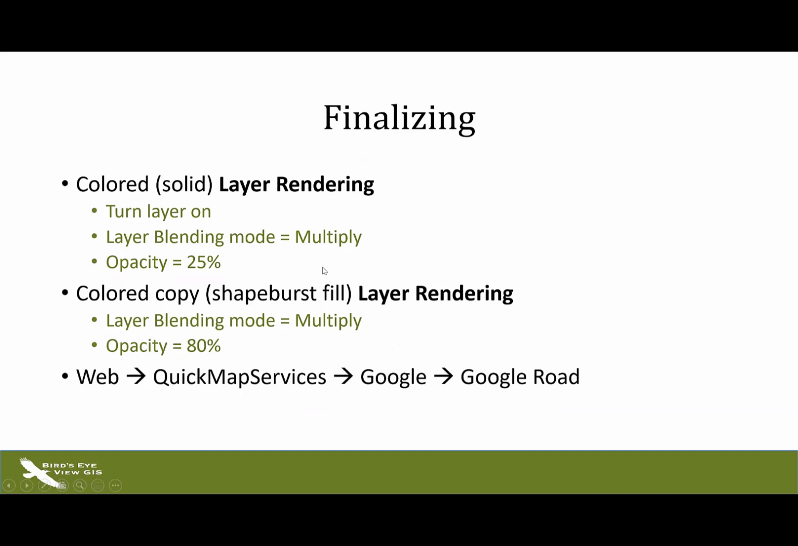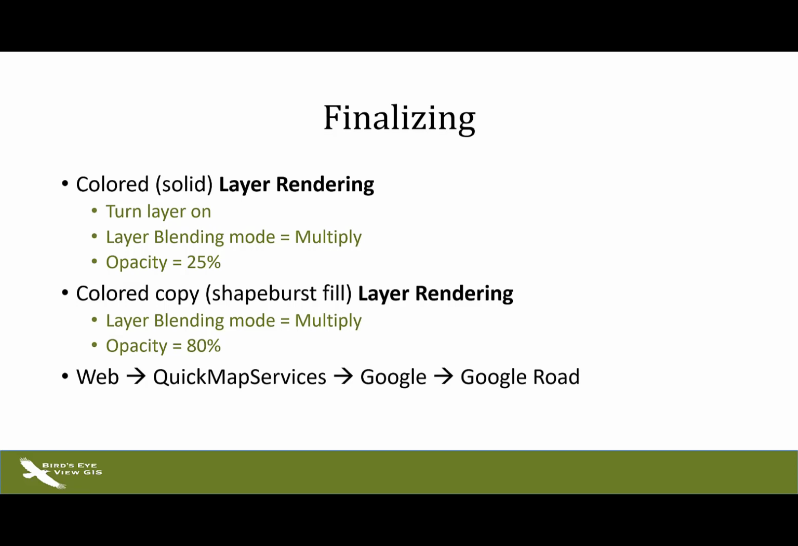Okay, so we're almost there now. We have most of the effect done. So what we're going to do is, we have what, 3 different versions of the states at this point. We have the solid, the shapeburst fill, and the marker line. So we're going to turn the solid layer on. It's been turned off this whole time probably.